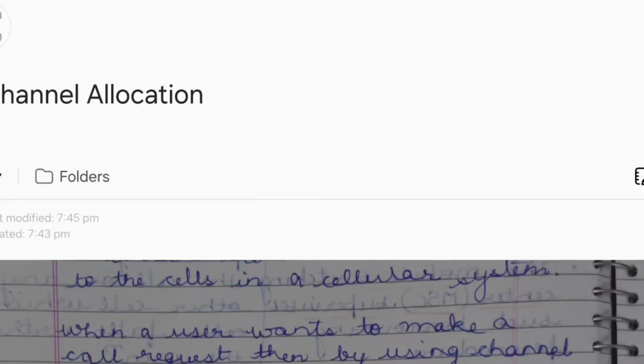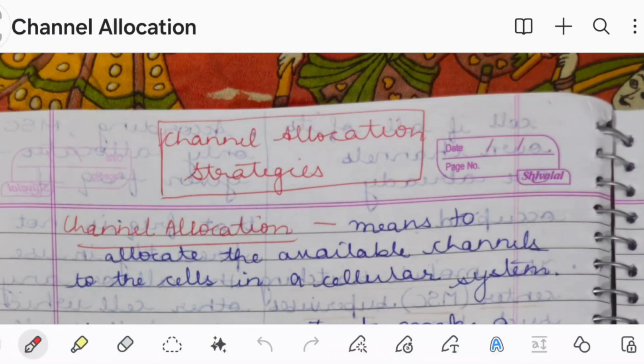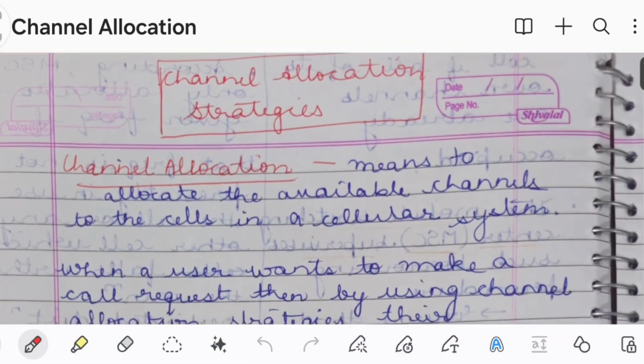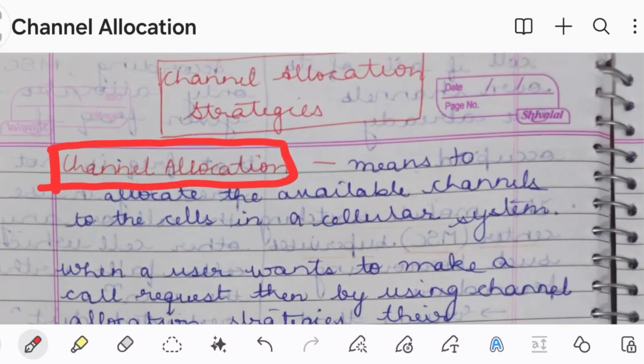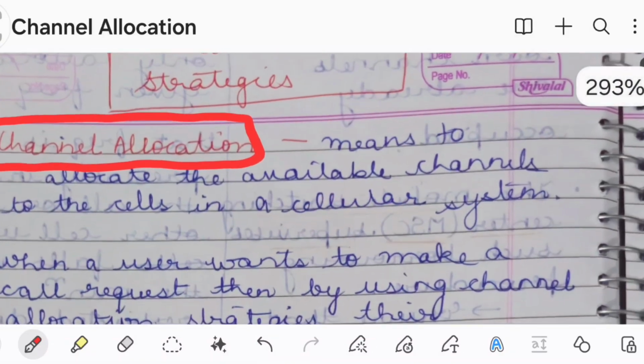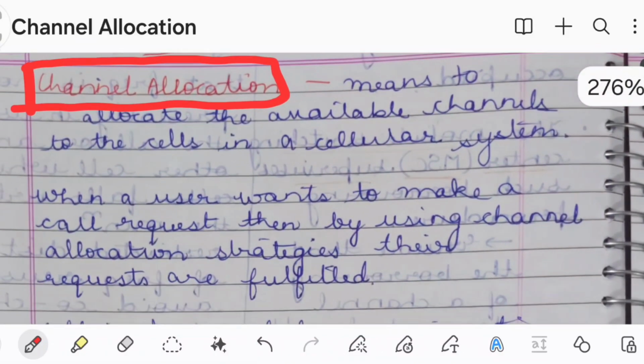All we are going to study about channel allocation strategies, which is very important in cellular communication. What is channel allocation? Channel allocation means to allocate the available channels to the cells in a cellular system. So when a user wants to make a call request, then by using channel allocation strategies, their requests are fulfilled.